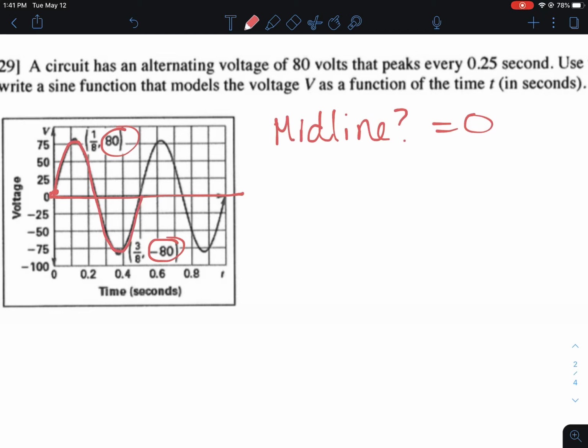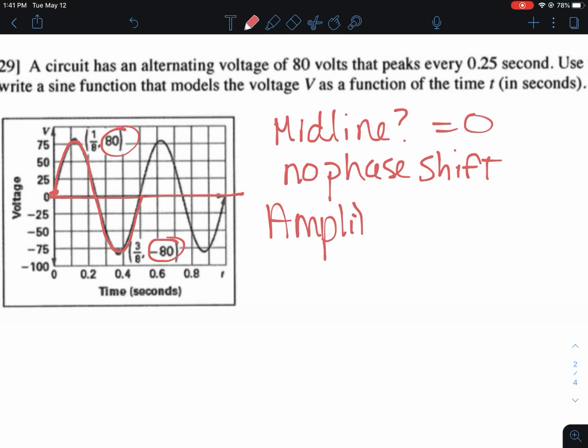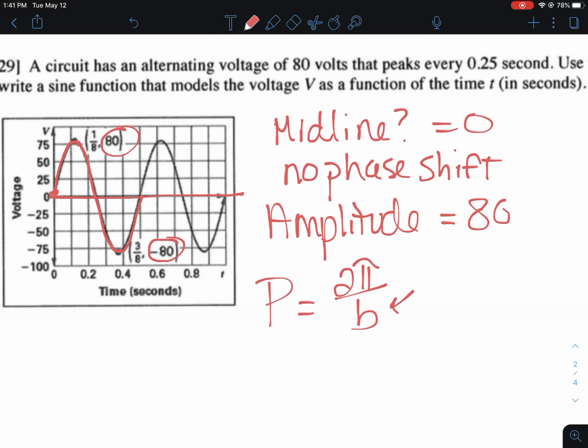Okay, it says to write a sine function, and it's starting at 0 and going up and back down, so that all looks fine. So the sine function doesn't need a phase shift. Then we want to think about amplitude. So if it starts at 0, goes up to 80, and then back down to negative 80, then the amplitude has to be 80, half the total distance of the graph. And then the period, remember, is 2 pi over b. We're looking for the b value.